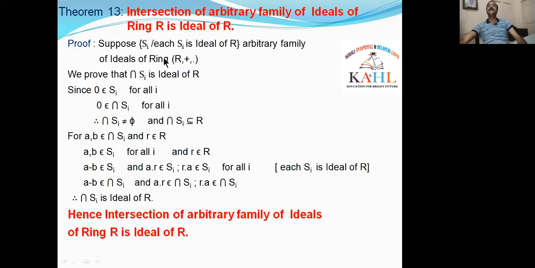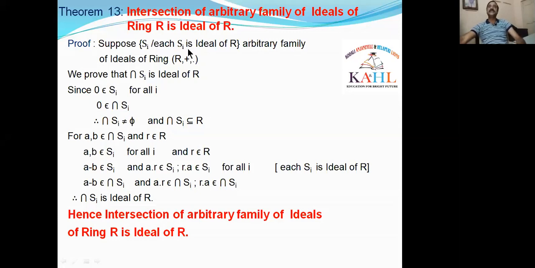We know that each Si is an ideal. That means each Si is a subgroup. Subgroup means the identity exists, so 0 belongs to Si for all i. That means 0 belongs to the intersection of Si. Therefore, the intersection of Si is a non-empty set because 0 is in the intersection of Si.